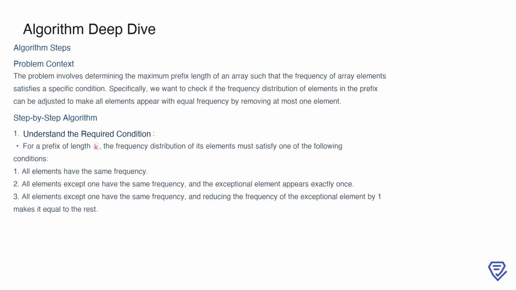The task involves checking if the frequency distribution of elements in the prefix can be adjusted to make all elements appear with equal frequency by removing at most one element. This boils down to evaluating three possible scenarios for any prefix of length k. First, all elements have the same frequency. Second, all elements except one have the same frequency, and that exceptional element appears exactly once. Third, all but one element have the same frequency, and reducing the frequency of that exceptional element by one makes it equal to the others. These conditions form the foundation of the algorithm we'll build to solve this problem efficiently.